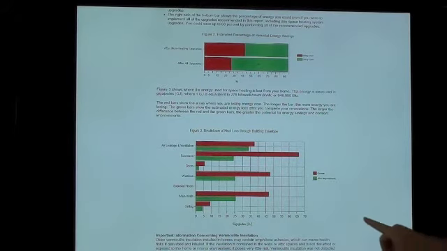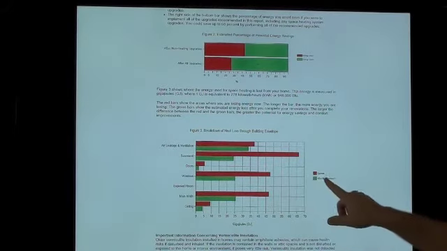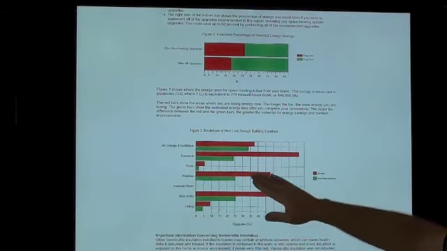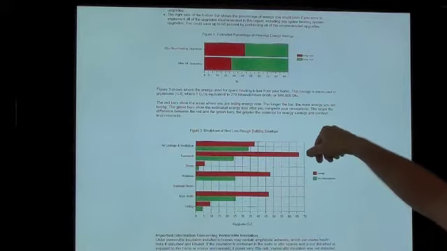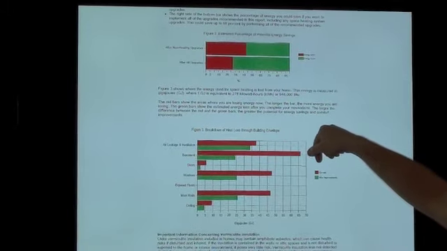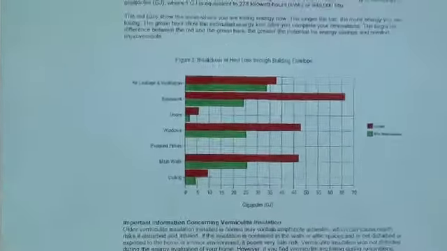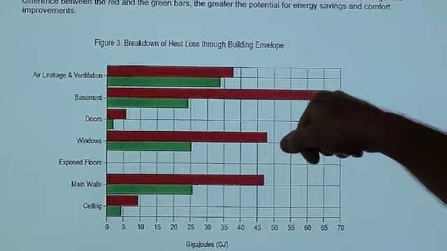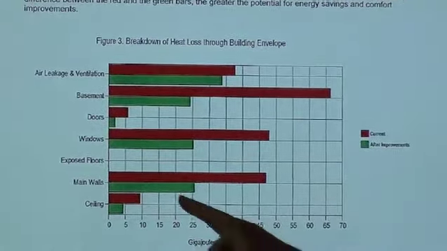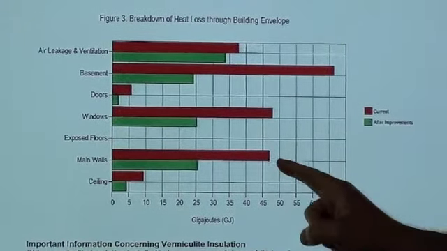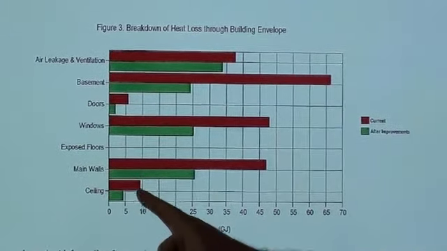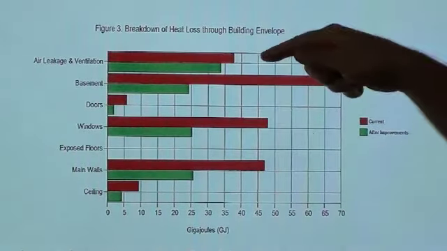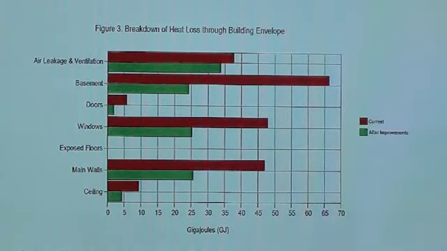You can see that the red bars are the current consumptions in gigajoules. So you can see that through the basement, we're losing right now, in this particular house, about 67 gigajoules per year. Through the windows and doors, we're losing about 48 gigajoules per year. Through the walls, about 46, and through the ceilings, just under 10, about 9. And then this is for ventilation and air leakage, and that's coming in between 35 and 40.